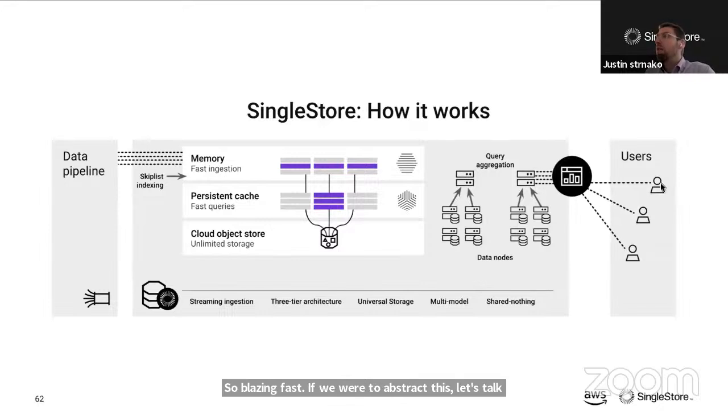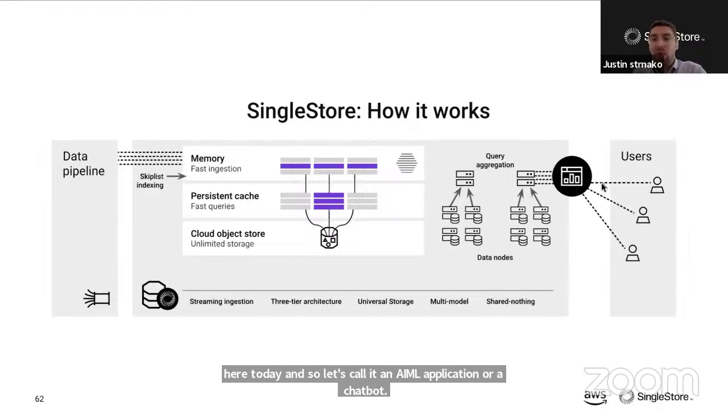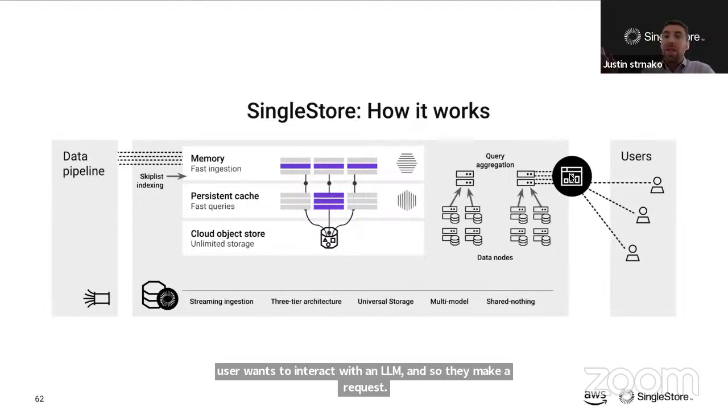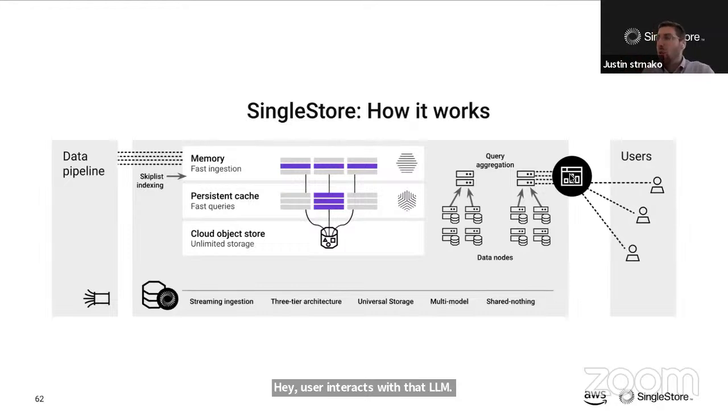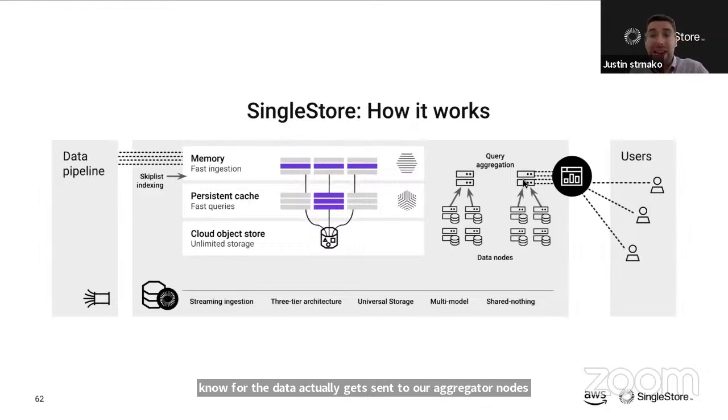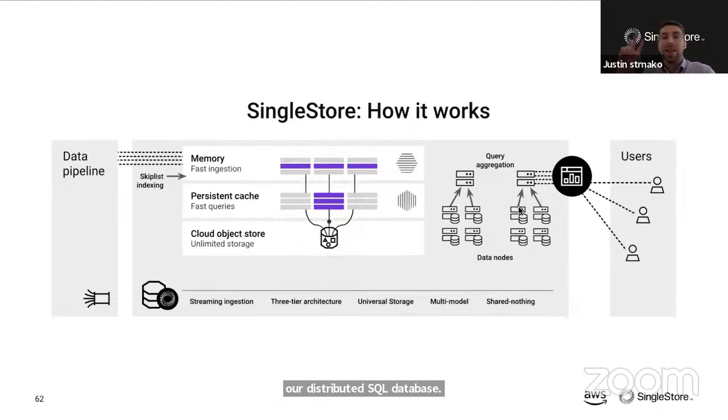Now, if we were to abstract this, let's talk a little bit about the user side. A user interacts with an application layer. We're here today, and so let's call it an AI ML application or a chatbot. A user wants to interact with an LLM, and so they make a request. That user interacts with that LLM, and if SingleStore is being used, that request for the data actually gets sent to our aggregator nodes. The aggregator nodes know where the data is stored in our distributed SQL database. And so they send the request down into what we call our data nodes or our leaf nodes.